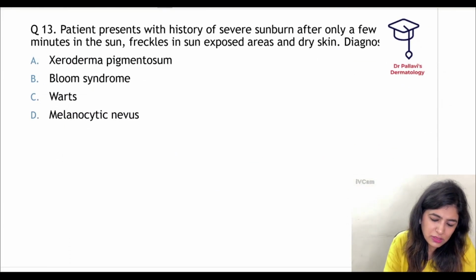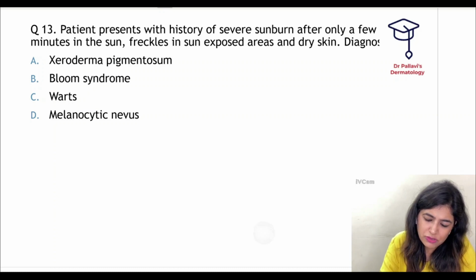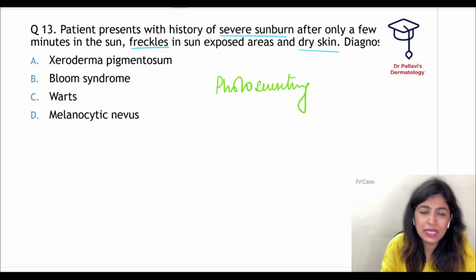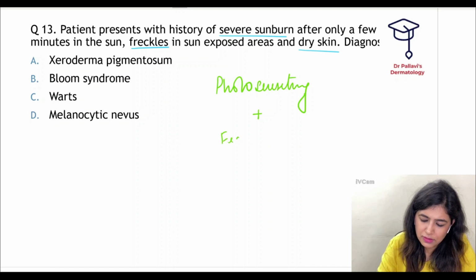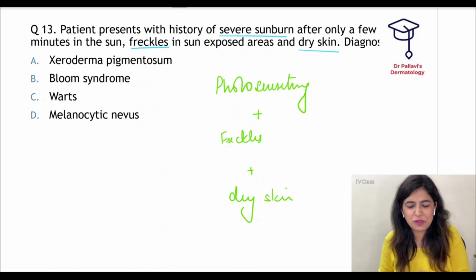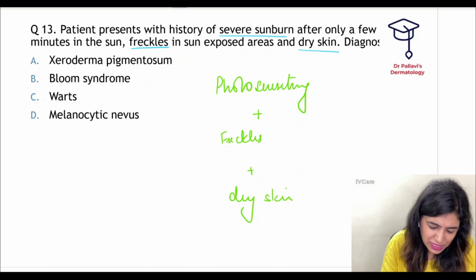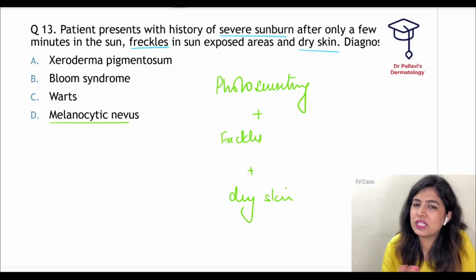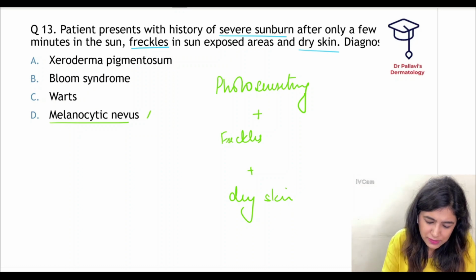Coming to the last question, which is: patient presents with a history of severe sunburn after a few minutes in the sun, freckles and dry skin. So the question is telling us severe sunburn after a few minutes in the sun, which means that this patient has photosensitivity plus freckles plus dry skin. Even if I don't know the answer, I just know how to interpret the names of the genodermatoses, I'll be able to come to the answer. Melanocytic nevus? No, it will just be a black lesion. It will not have all these features.